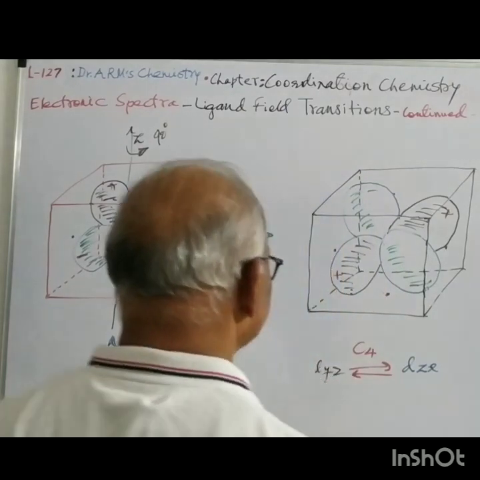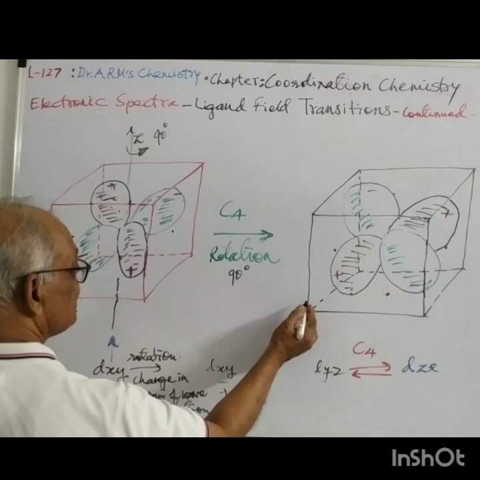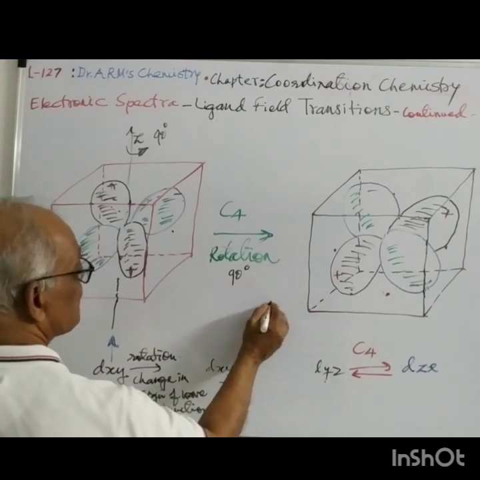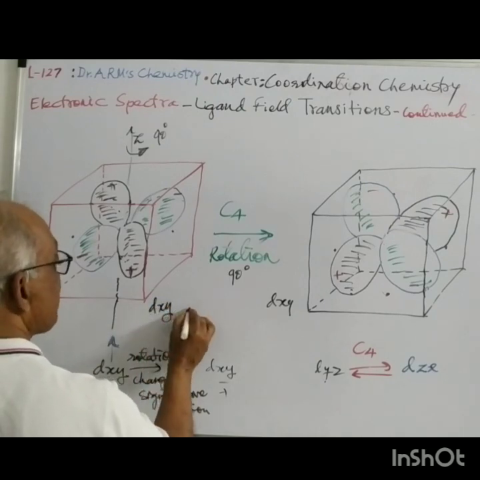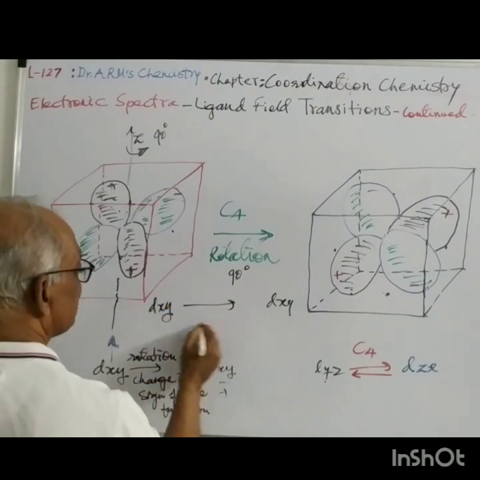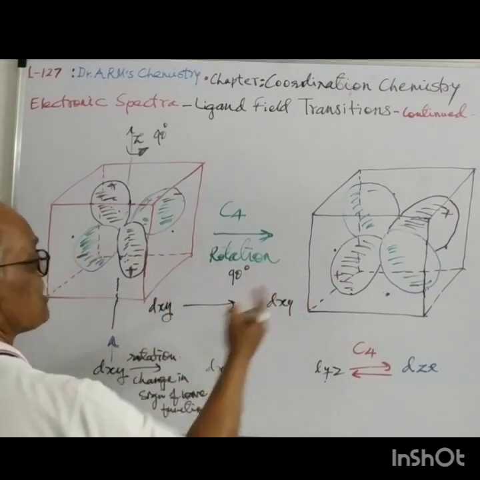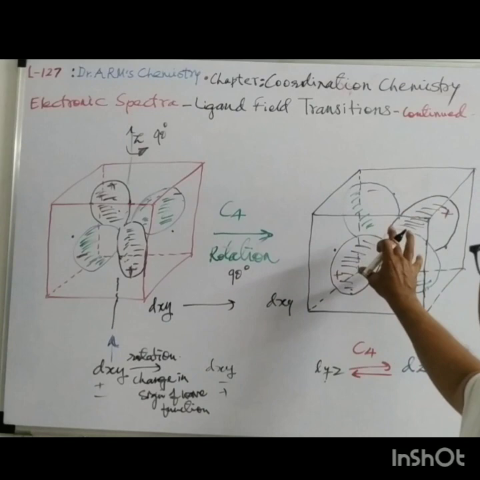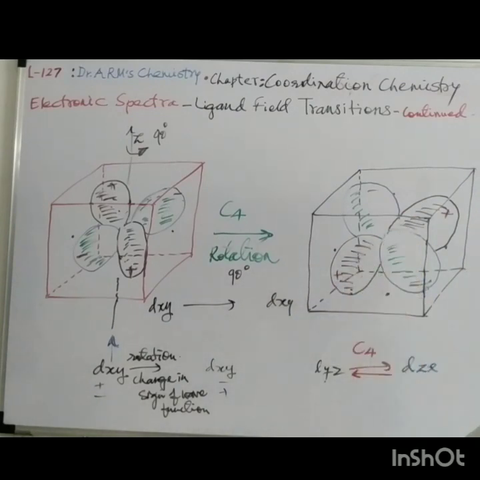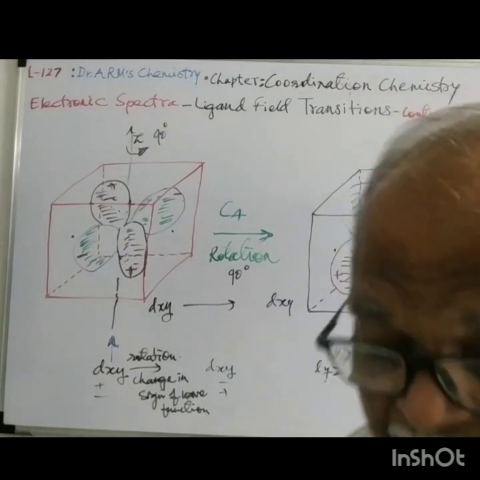Like this. So this orbital is also dxy. This is also dxy. This is also dxy. But there is a change in the sign of the wave functions. So the dxy orbital, after undergoing 90 degrees rotation, changes into itself, but with a change in sign of the wave functions. Then next we will see.